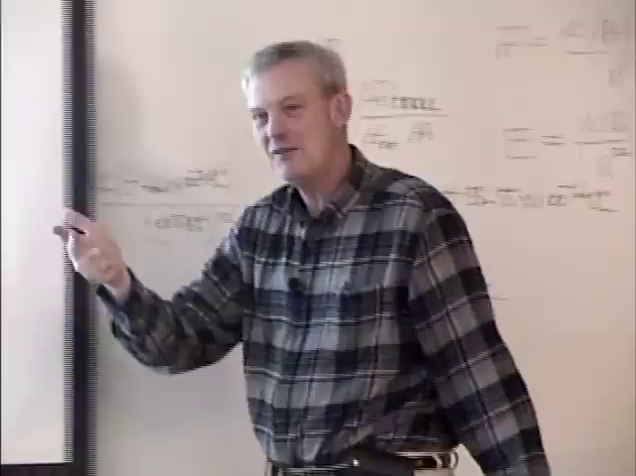Electric field. Vector. It's got direction. It's got a magnitude and a direction. Voltage, on the other hand, electric potential. Voltage, same thing, is a scalar.